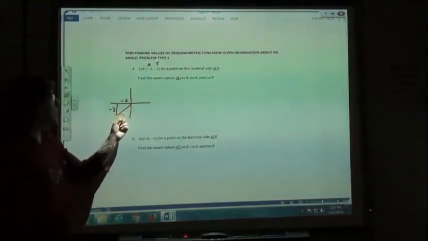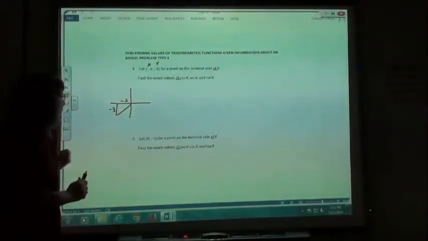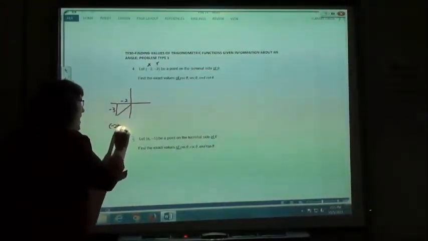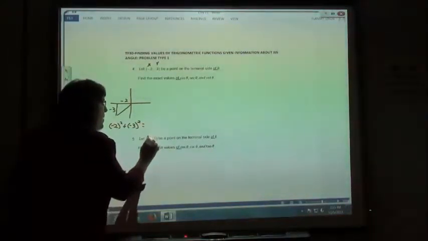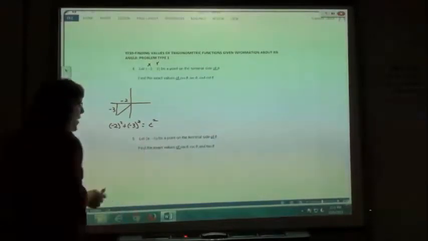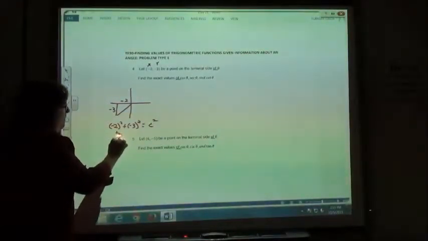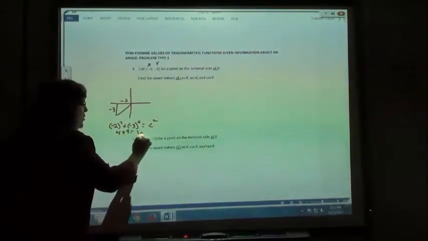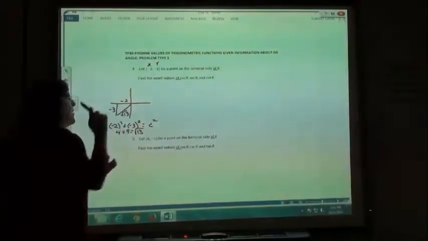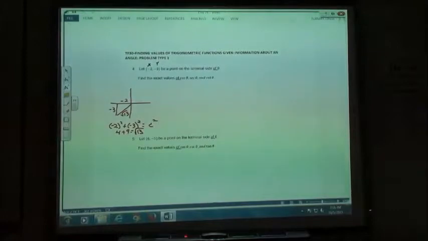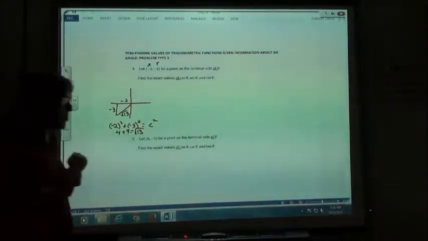Then I'm going to use my Pythagorean theorem to find out what my hypotenuse is. I know that a squared plus b squared equals my hypotenuse squared, or my c squared, right? So here I would get 4 plus 9, which is 13. And so I'm going to have the square root of 13, keeping in mind my hypotenuse is always a positive number, square root of 13 then.